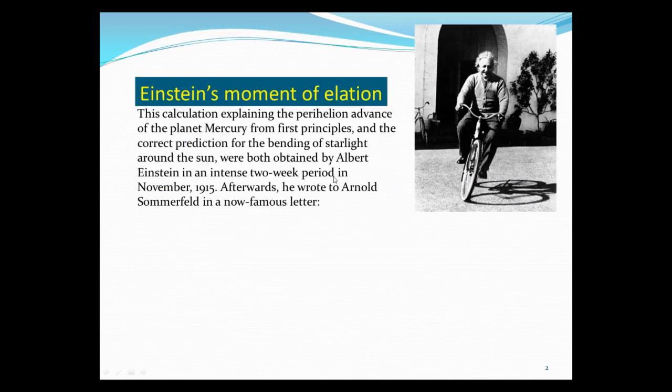The calculation explained the perihelion advance of Mercury from first principles, and the correct prediction of the bending of starlight by the sun were all obtained by Einstein in an intense two-week period in November of 1915. Afterwards, he wrote to Arnold Sommerfeld in the now famous letter.